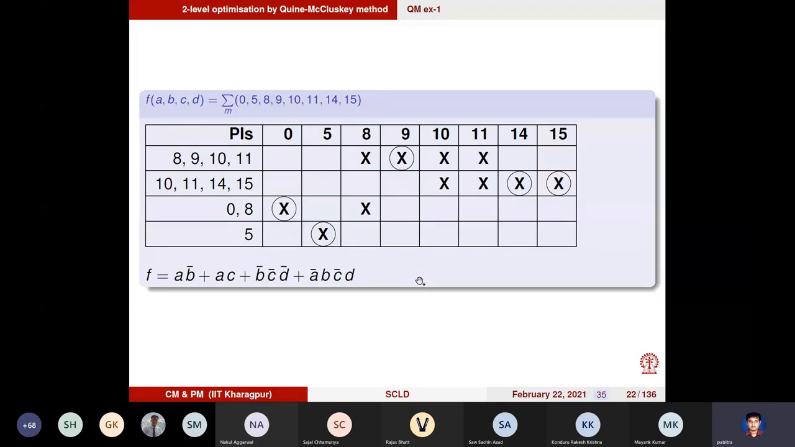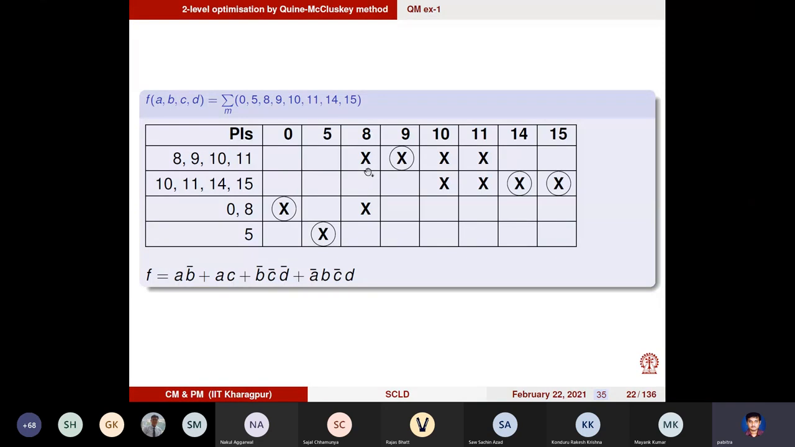So what I'll next do is drop some rows and only keep a subset of the rows. I'll drop other rows. And what is the requirement of the rows which are retained? See, this row, for example, covers these 4 min terms, 10, 11, 14 and 15. And 8, 9, 10, 11 covers 8, 9, 10, 11. So the retained set of prime implicants should cover each and every column.